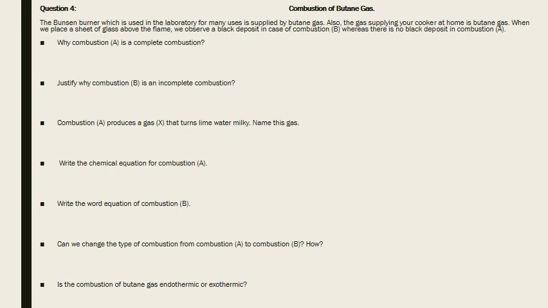When we place a sheet of glass above the flame, we observe a black deposit in case of combustion B. So here the key thing is we see a black deposit in combustion B, whereas there is no black deposit in combustion A. Why is combustion A a complete combustion? It's because we don't see any black deposits. Remember, complete combustion gives us carbon dioxide plus water plus heat. Why is combustion A a complete combustion? Because there is no black deposit. Okay, so we know it's complete because we did not see a black deposit.